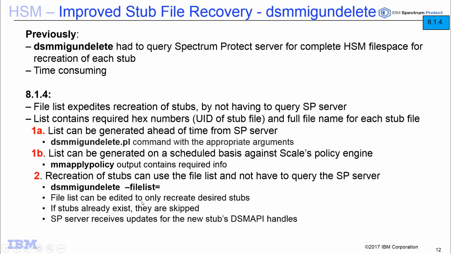Now, even if the file lists stubs that are already there, those stubs will simply be skipped. You could also go in and edit those files and get rid of any that you don't want to recreate. And once those stubs are recreated, the Spectrum Protect server does receive updates for the new stubs' DSM API handles.